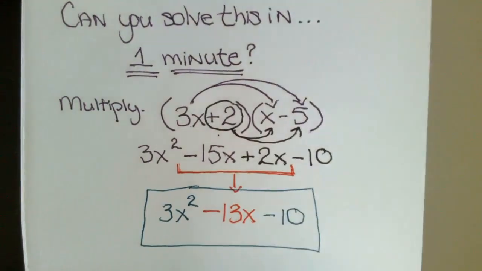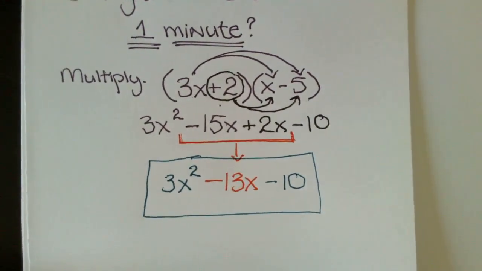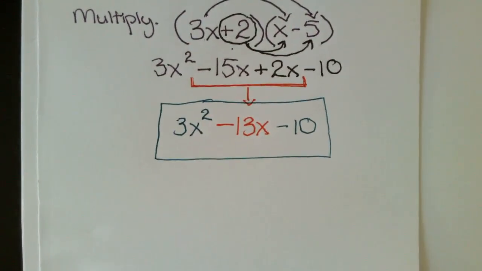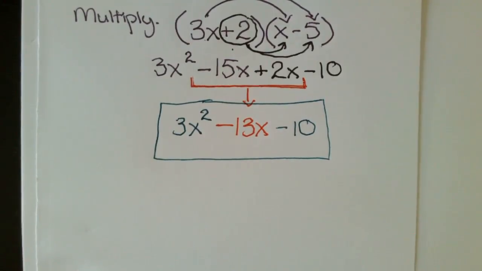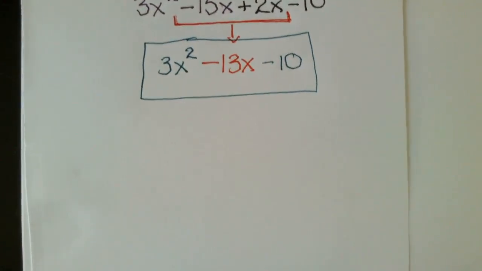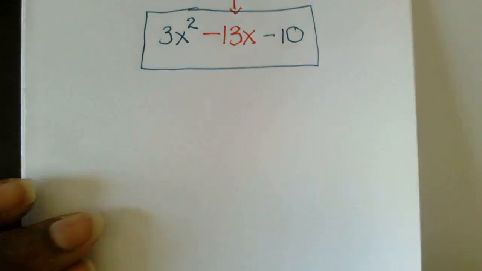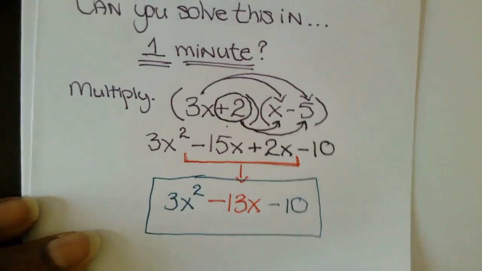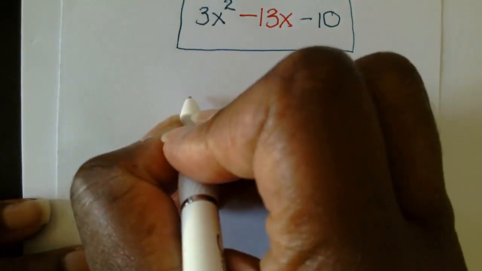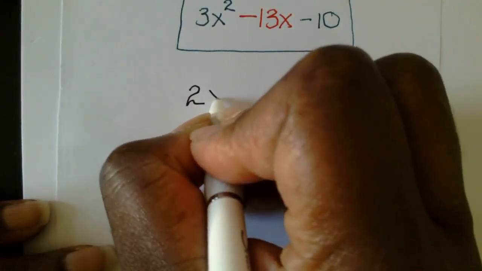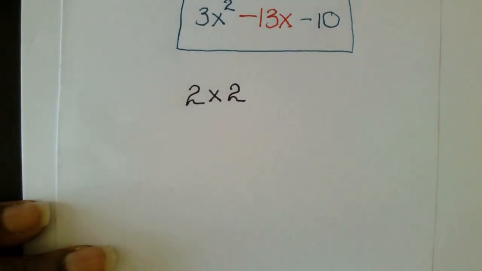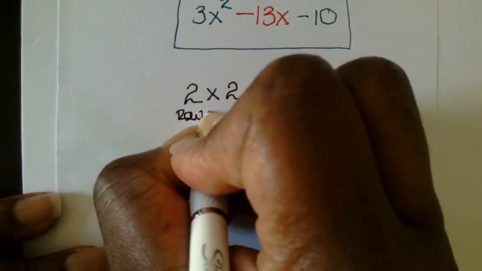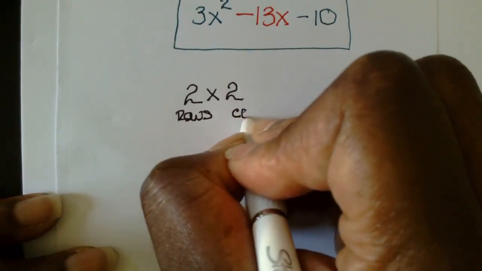But there's another way that you could have done it. It's called the box method. Now, some people love it, some people hate it. I just like to offer options. Now, since our original are two binomials, that means I need to create what's called a 2 by 2 box. 2 rows with 2 columns.